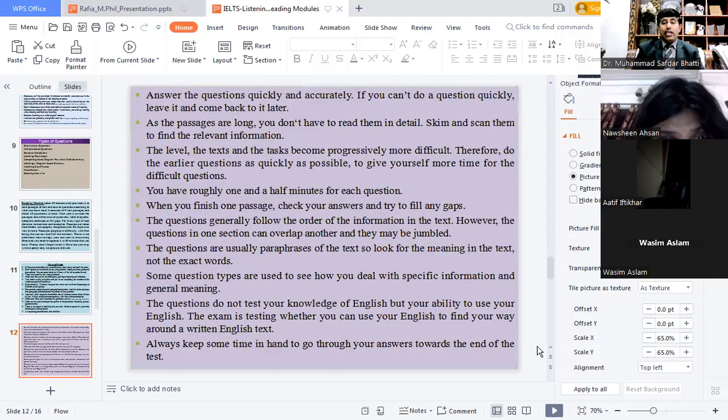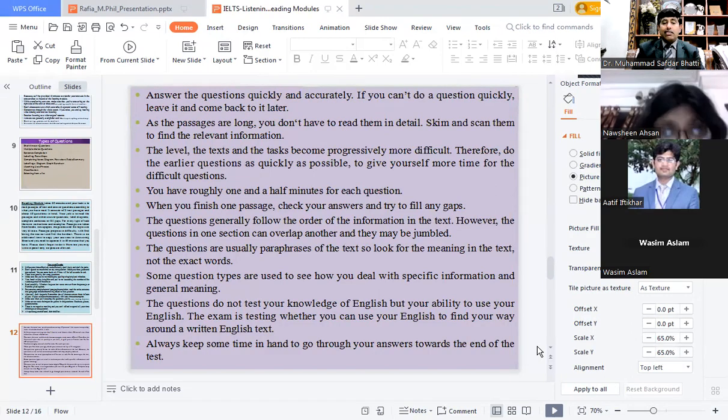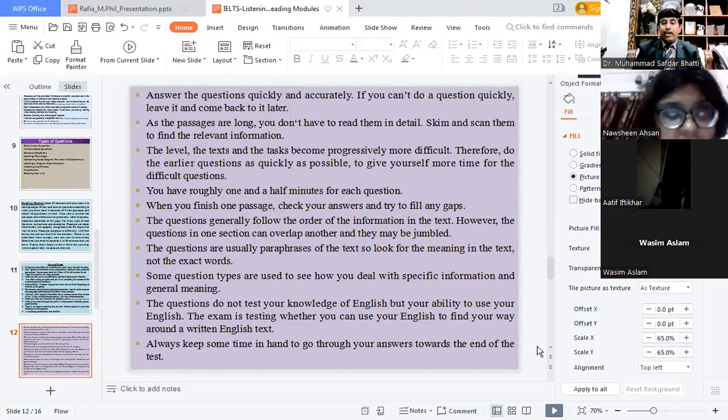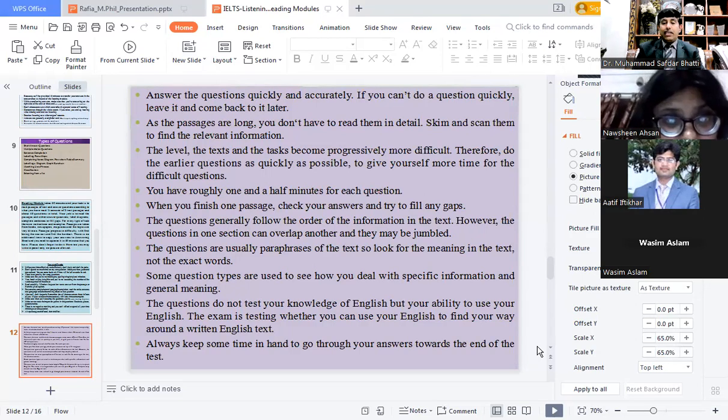Answer the questions quickly and accurately. If you can't do a question quickly, leave it and come back to it later. As the passages are long, you don't have to read them in detail. Skim and scan them to find the relevant information. The level, the text, and the tasks become progressively more difficult. Therefore, do the earlier questions as quickly as possible to give yourself more time for the difficult questions.